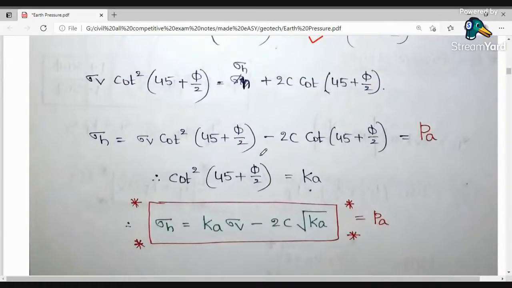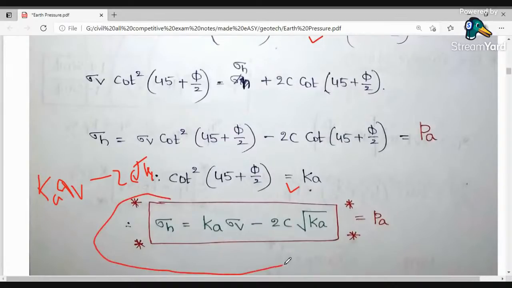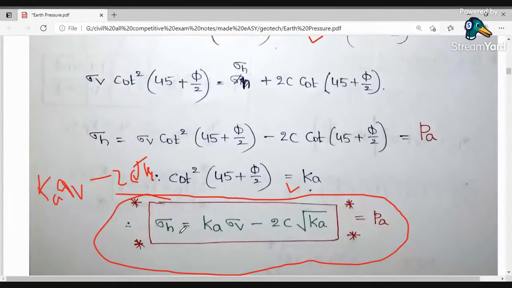So after that, finally we'll get one expression: sigma h is equal to sigma v cot square 45 degree plus phi by 2 minus 2c cot 45 degree plus phi by 2, and we know that cot square 45 degree plus phi by 2 is Ka. So here we can write sigma v into Ka, and here we can write 2c root over Ka. So the final formula for cohesive soil in case of active earth pressure, the horizontal stress will be Ka sigma v minus 2c root over Ka, where Ka is the active earth pressure coefficient and c is the value of cohesion. Sigma v is basically the vertical stress, right?